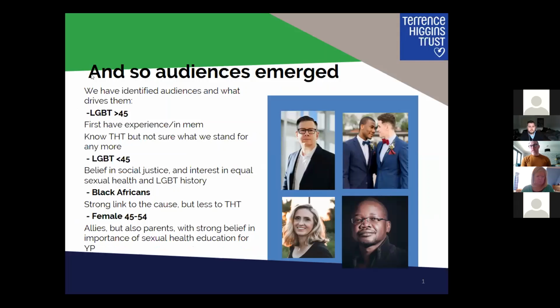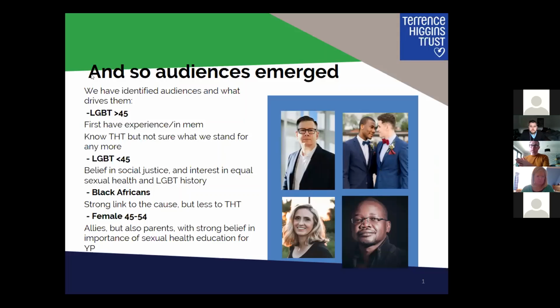So two LGBT audiences, and really it is mainly male within those audiences. One above 45 and one below 45. And the difference there is that the 45-year-old age group broadly aligns with people who are becoming adults at around 1996.